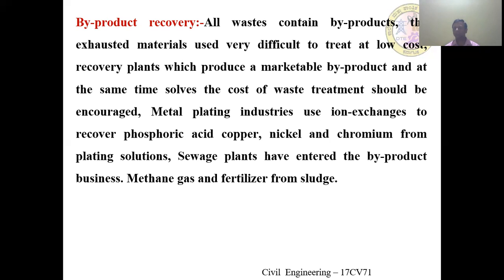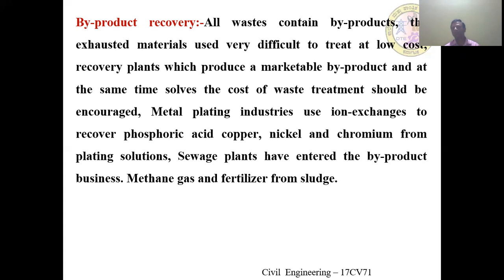For example, in the sugar industries, one of the very good examples is the distillery. From the sugar industry, we can get value added byproducts as a part of treatment. So distillery is another value added byproduct, like bagasse, which can be used as a fuel or in the paper manufacturing industry.